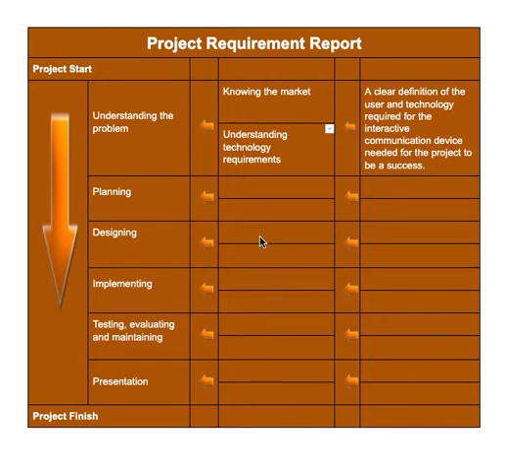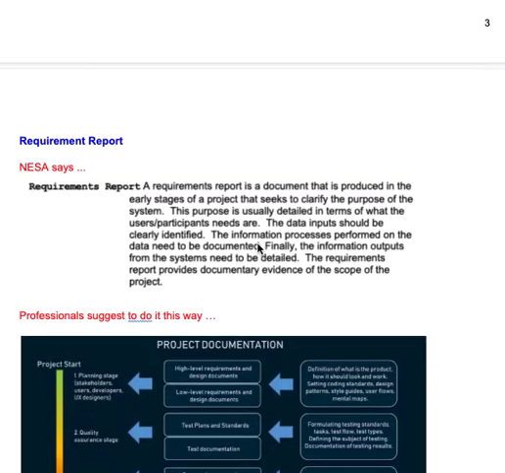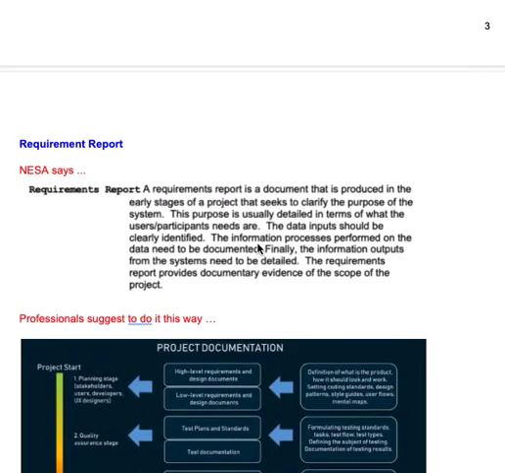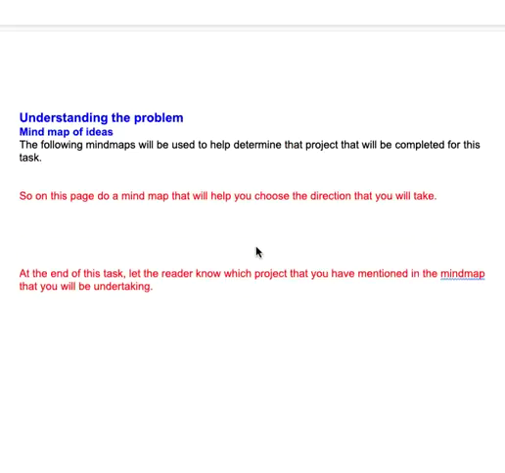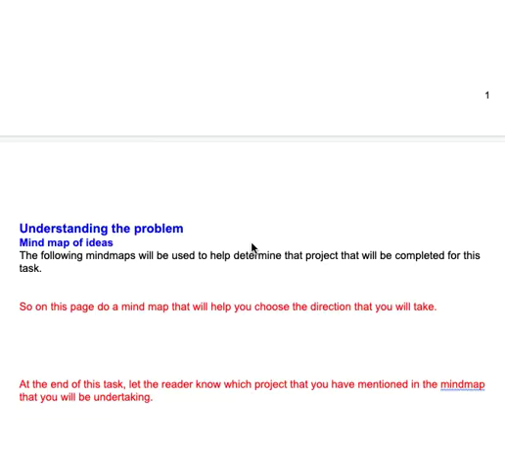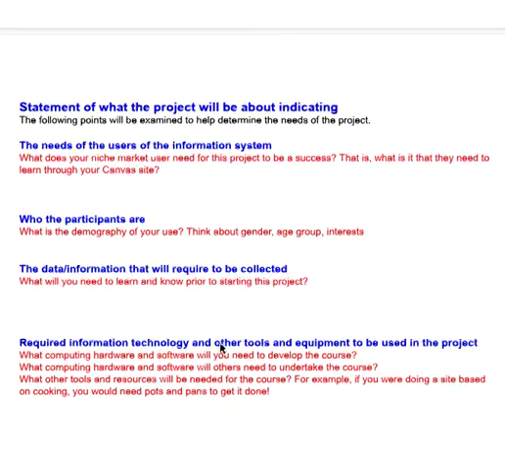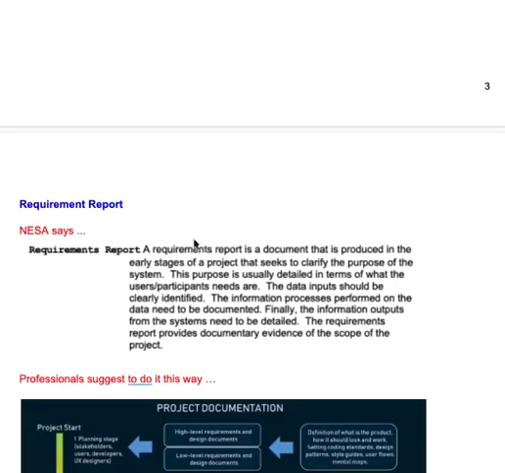So we're just going to have a quick look at the project requirements section, which is the final part of your requirement report. Okay, so if I just come back here again, developing information system scaffold, there's your title page, done. Understanding the problem, done. Statement of what the project is, done. And then the final one here is a requirement report.